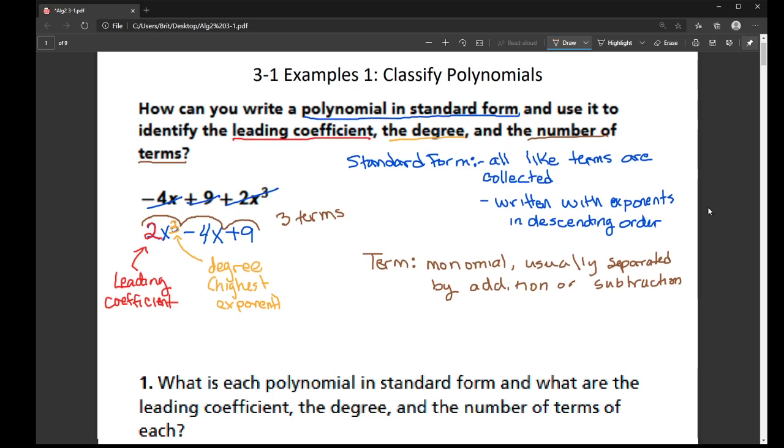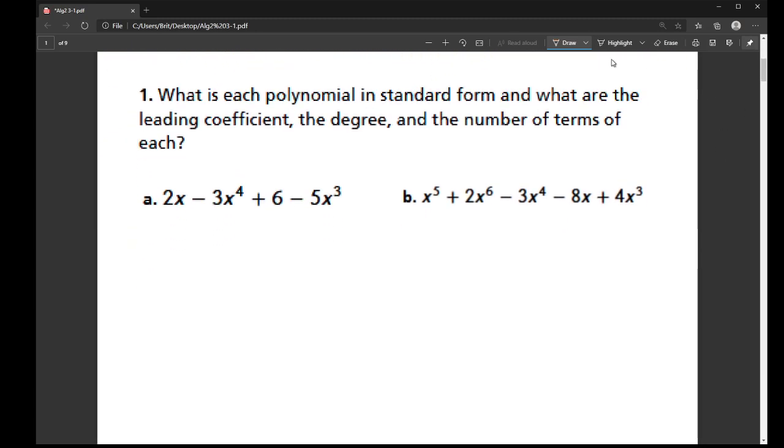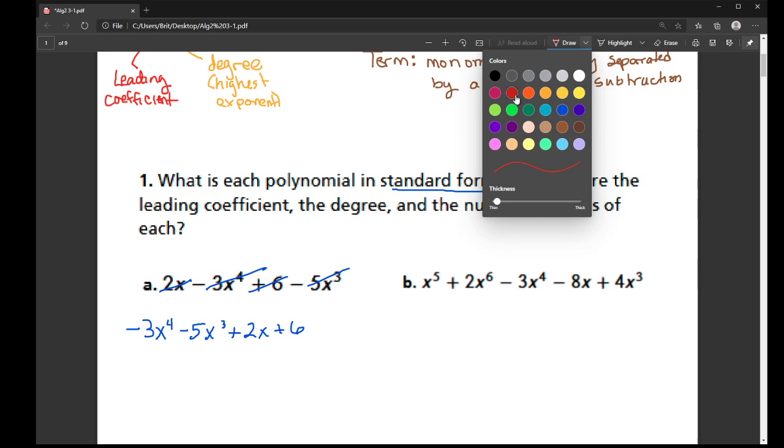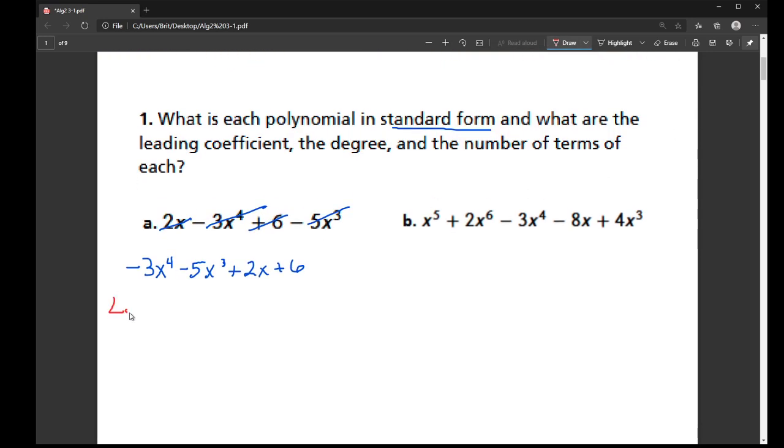Alrighty, so let's try that with another one. First is writing this in standard form. We need to write it with our exponents counting down. So I have a negative 3x to the 4th here. The next smallest is negative 5x cubed. Next smallest is a positive 2x, and then a positive 6. So there's standard form. Our leading coefficient, I'm going to say LC, is that very first number that shows up, which is -3.